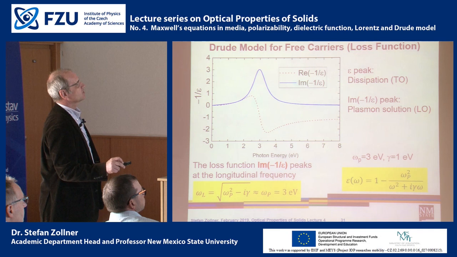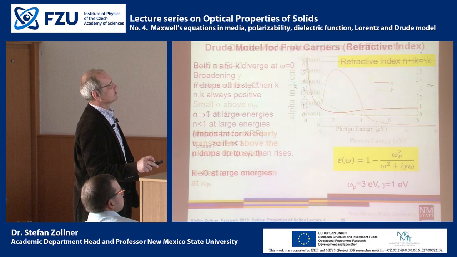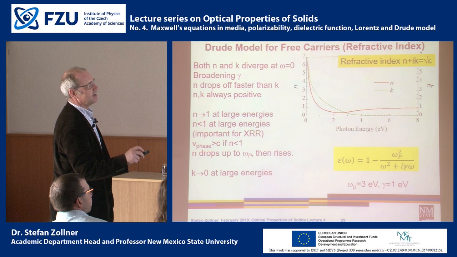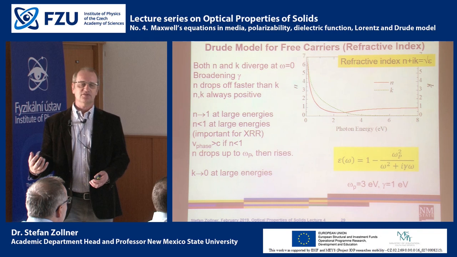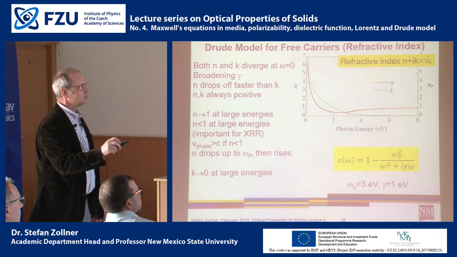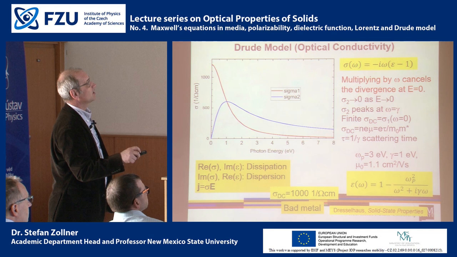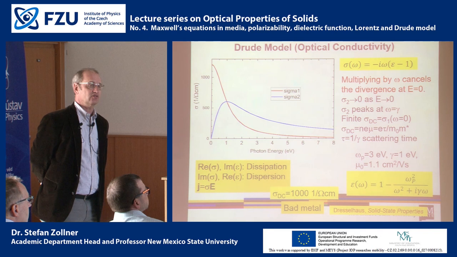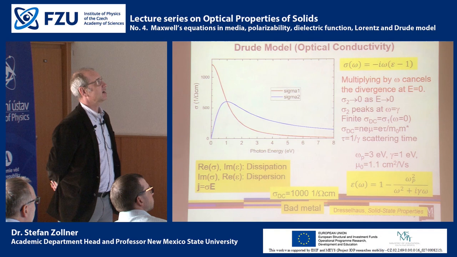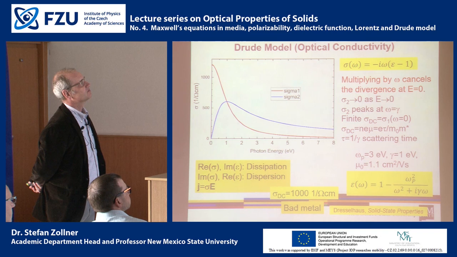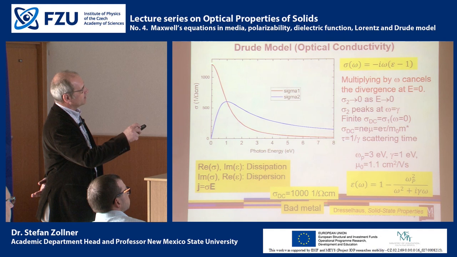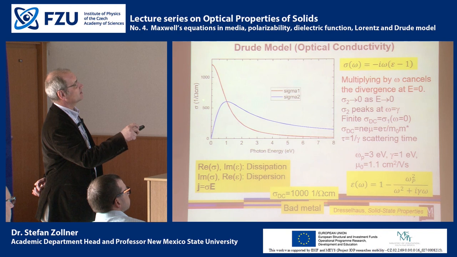And finally, if we want to plot epsilon or n and k for a metal, in practice it is always very difficult to plot this, because this goes to infinity. It is much easier to plot the conductivity, where we multiply by the photon energy, where we multiply by the frequency. If we're plotting the optical conductivity, that removes the divergence at zero frequency, and we can actually plot the conductivity all the way to zero frequency.